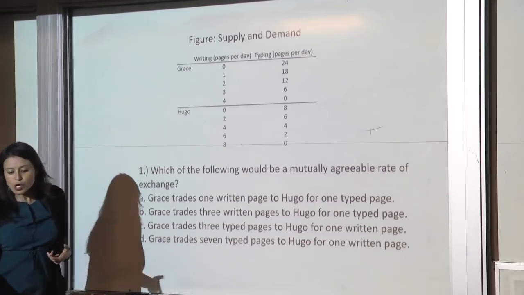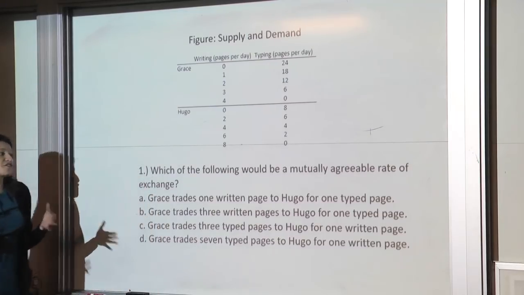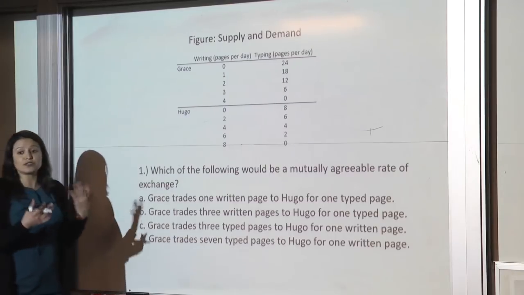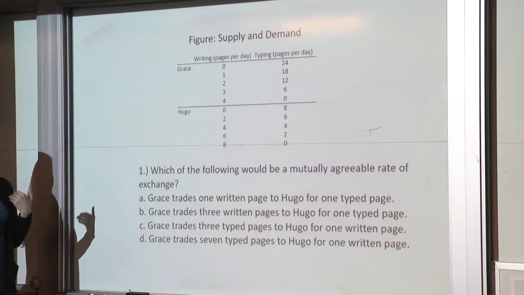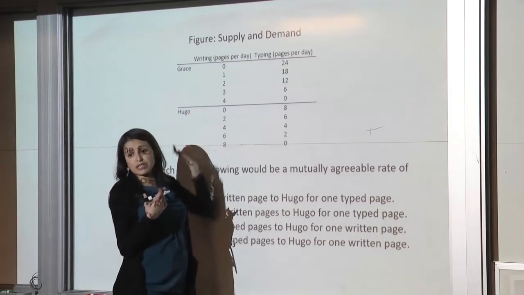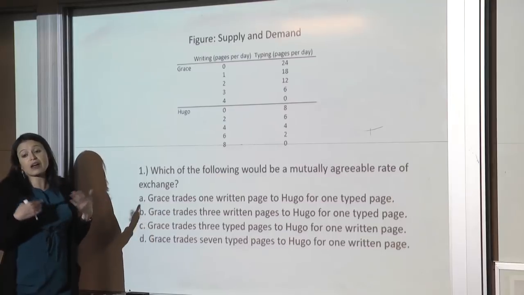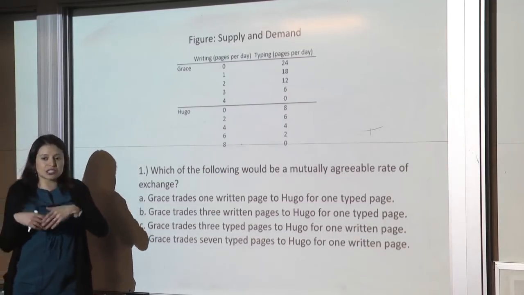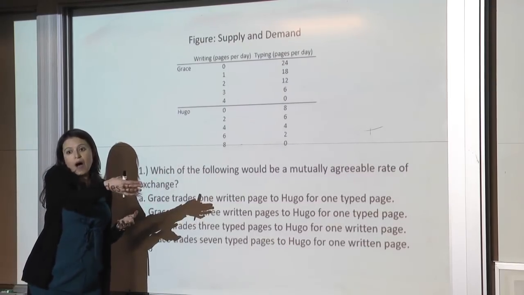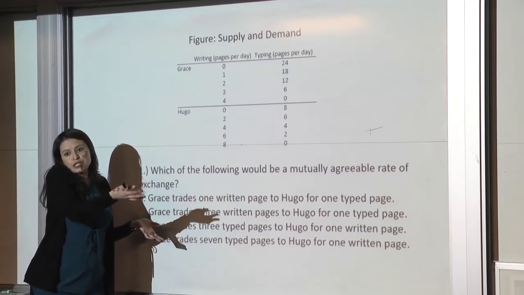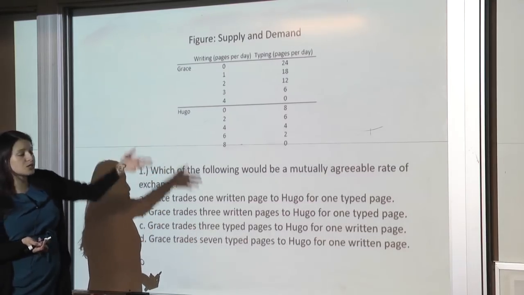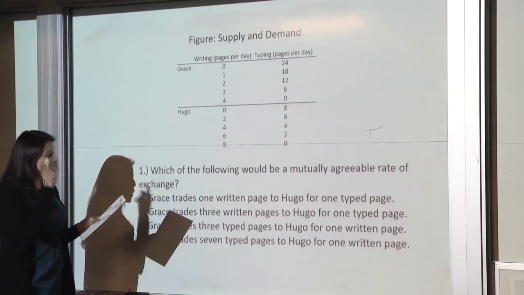So what we have to think about here is, okay, first of all, I have to calculate the opportunity cost of these people because the rate of exchange is going to be based on how expensive it is for each one of them to produce each one of the things. And based on that, they are going to say, oh, okay, because this is more efficient for me to produce, maybe I will exchange it with this person given how expensive it is for this person to produce either the writing pages or the typing pages. So let's do the opportunity cost here.